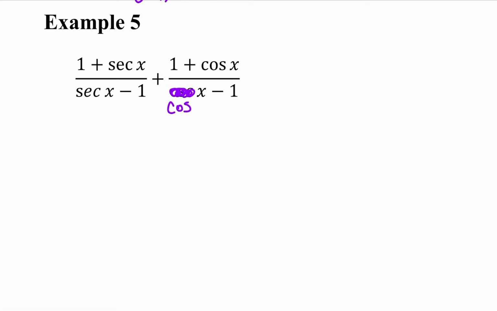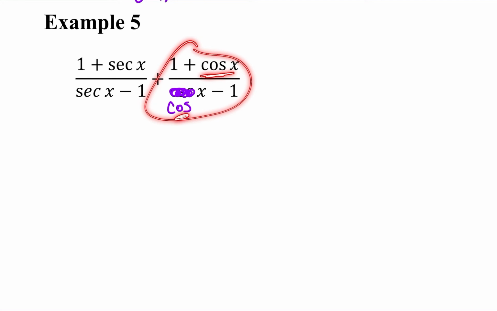What I can see here is that the first fraction has secants in it, but the second fraction has cosines in it. I like cosines. I like being in terms of cosine, and that's a good spot to be in. These secants seem to be the problem. So let's start by only focusing on this first fraction. Let's edit this first fraction down.